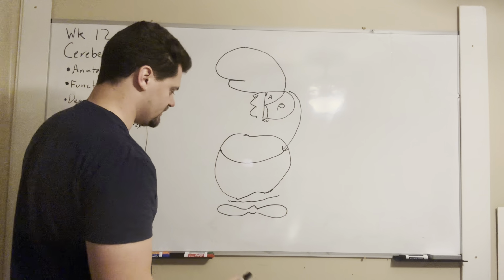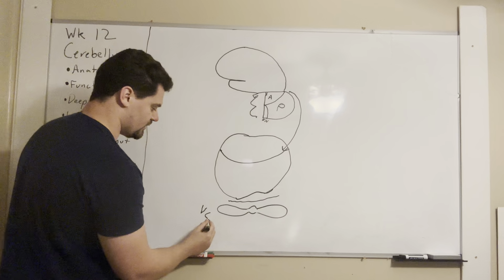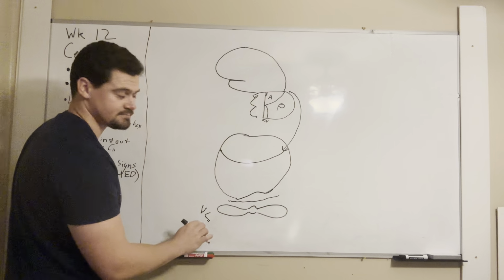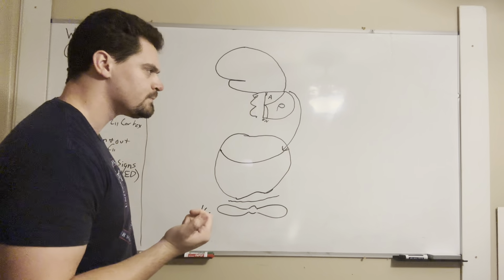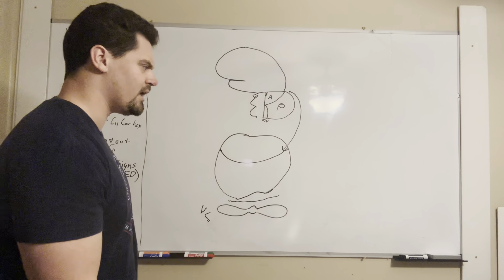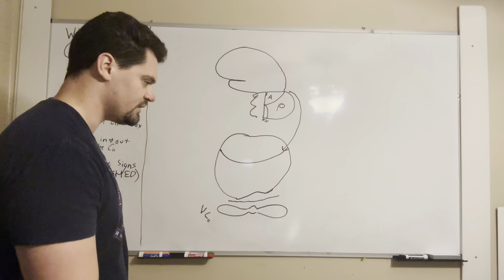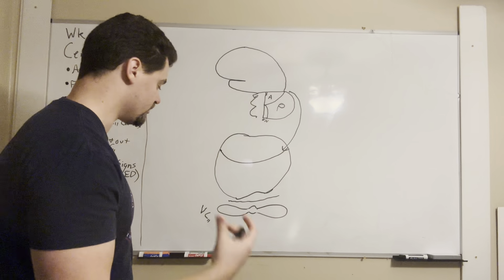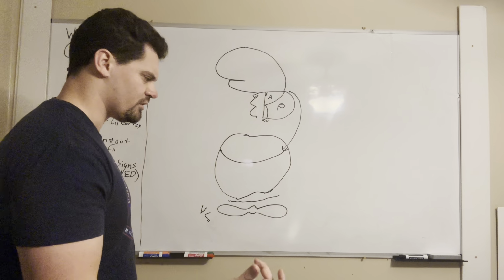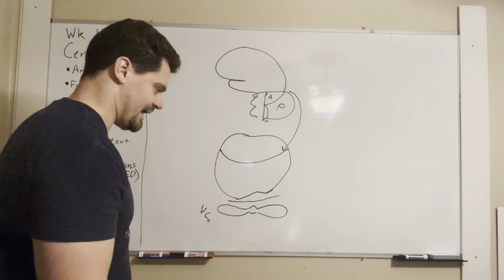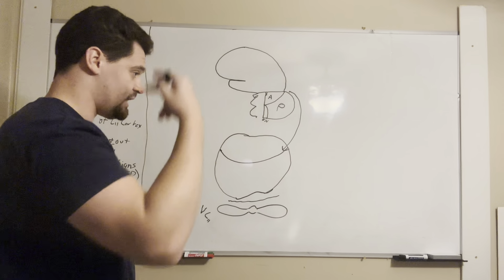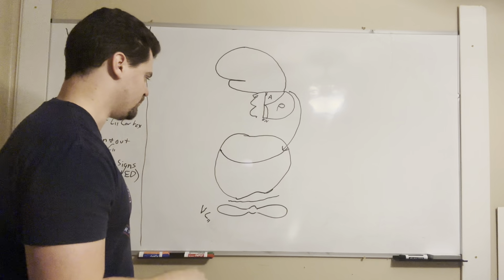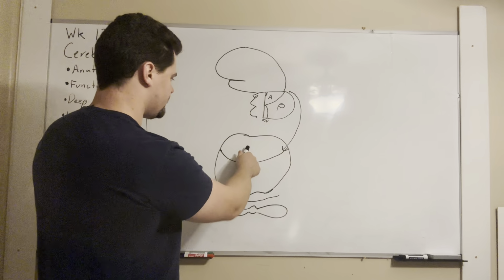It is called functionally the vestibulocerebellum. And I'm going to abbreviate that with a C with two little L's. The vestibulocerebellum. If it's called the vestibulocerebellum, what kind of stimuli do you think this part of the cerebellum is going to interact with? It's going to be those vestibular nuclei, and what is that involved in? That's involved with our balance and equilibrium, as well as coordinating with the medial longitudinal fasciculus, which helps coordinate our eye movements.